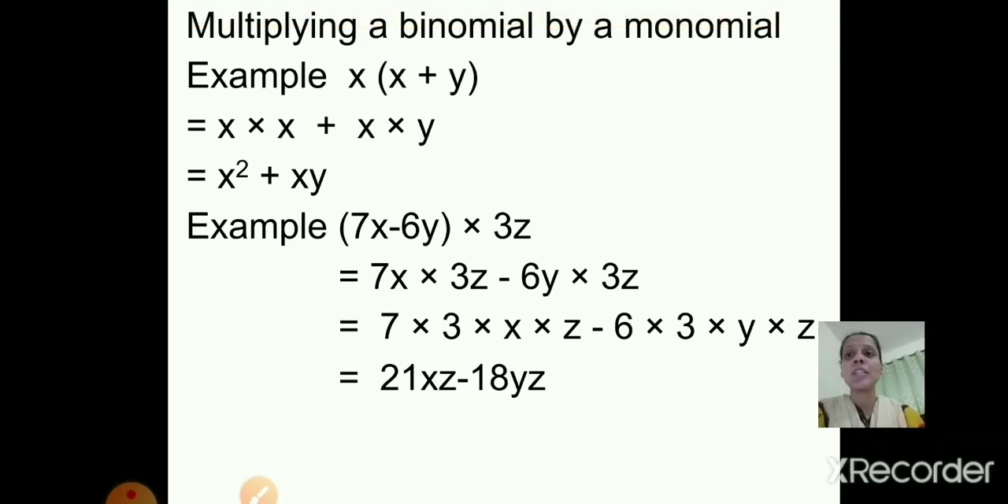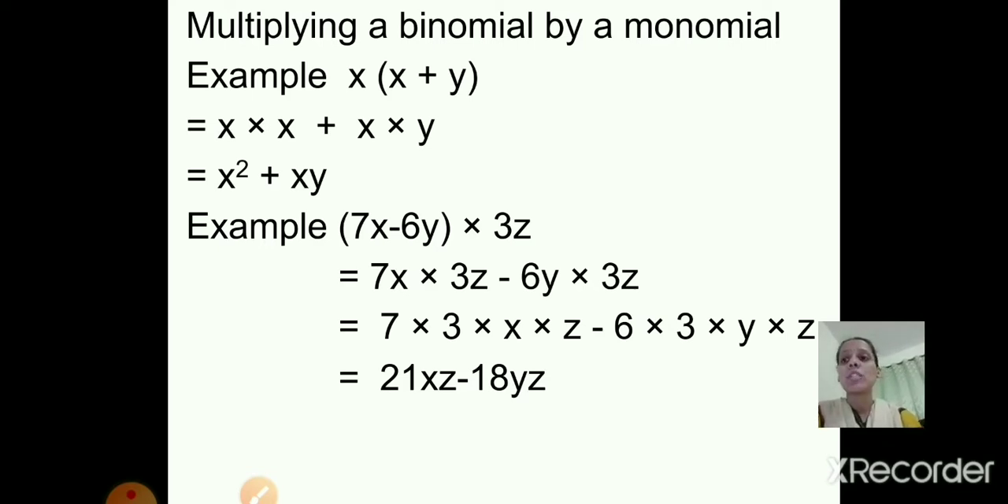Now the next is multiplying a binomial by a monomial. In the first we have seen multiplication of monomial by monomial. Now how to multiply a binomial expression by a monomial expression? Binomial means the algebraic expression which is having two terms. So we will multiply that binomial expression with a monomial.